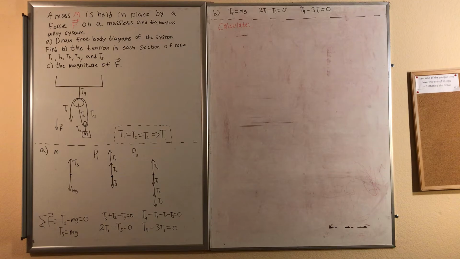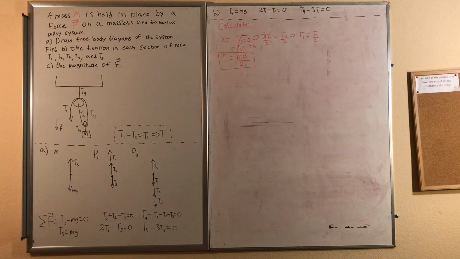Taking the second equation, we can solve for T sub 1, so 2 times T sub 1 minus T sub 5 equals 0, and add T sub 5 to both sides and cross out on the left side. Now 2 times T sub 1 equals T sub 5. Now divide both sides by 2 to get just T sub 1 alone, and get T sub 1 equals T sub 5 divided by 2. Well, we have T sub 5 figured out to be m times g, so substituting in, we get T sub 1 to equal m times g all divided by 2.